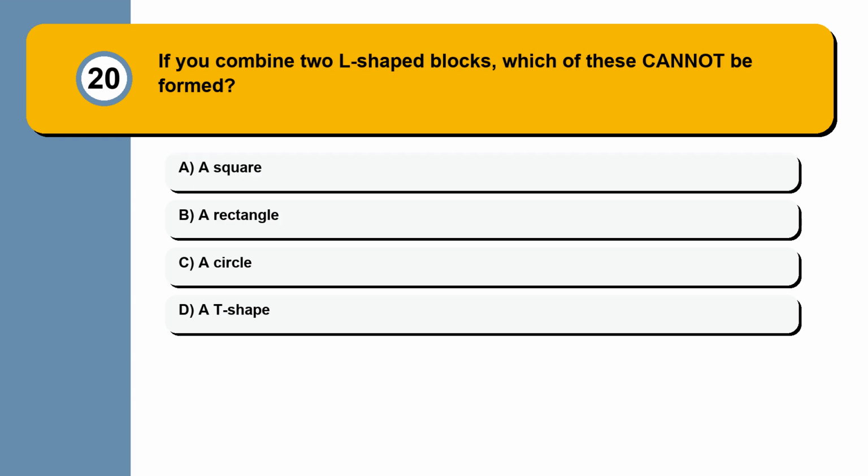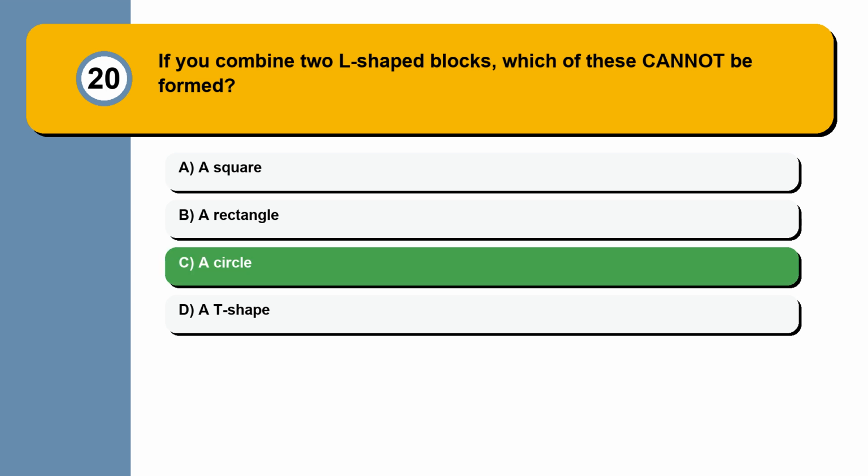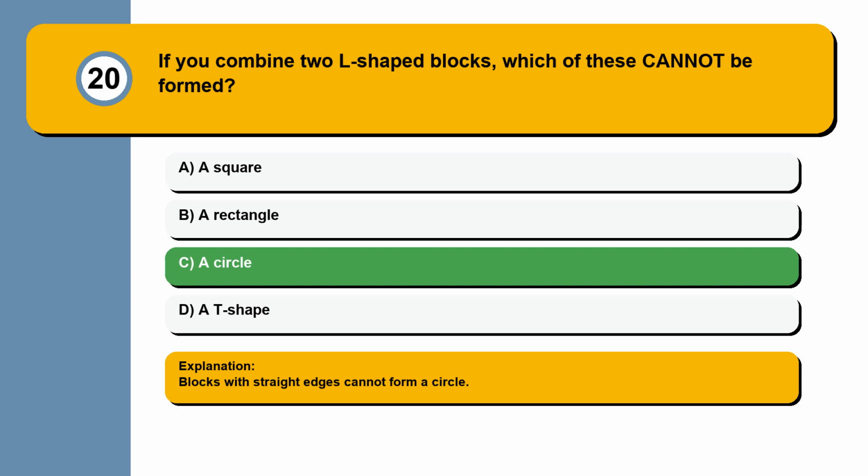Question 20. If you combine 2 L-shaped blocks, which of these cannot be formed? A square, a rectangle, a circle, a T-shape. Blocks with straight edges cannot form a circle.